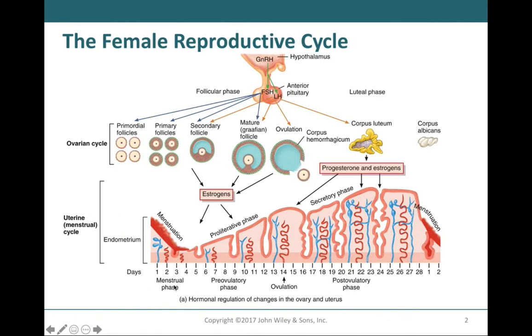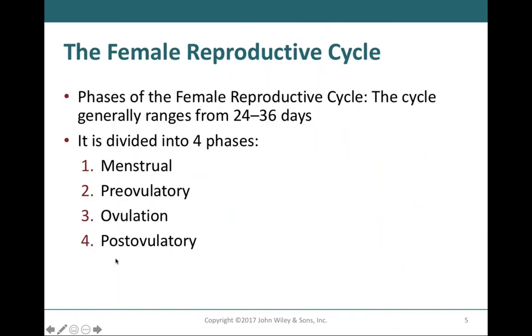We have the menstrual phase, the pre-ovulatory phase, ovulation, and the post-ovulatory phase. The menstrual phase lasts from about day 1 until about day 5. This is the actual process of menstruation that's taking place during this phase. But in the pre-ovulatory phase, these are all of the events that take place before ovulation, and the post-ovulatory phase is going to include all of the events that take place after ovulation. We can see these 4 phases listed right here.